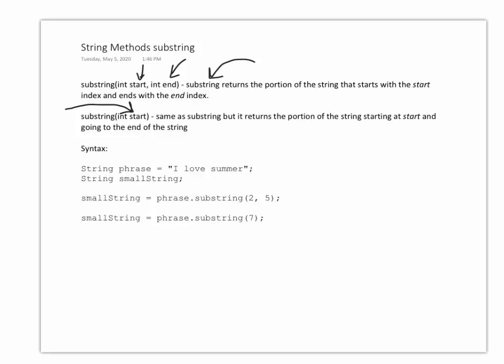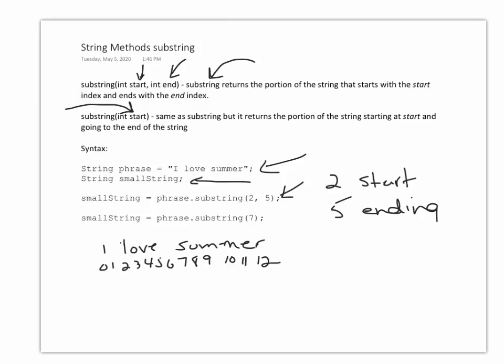If we look here again, I've created a string called phrase, "I love summer", and then another string called smallString. That's just going to be the smaller string that we create using the substring method. And then here we go, smallString equals phrase.substring(2, 5). Remember, 2 is our starting index, and 5 is our ending index. So we only want the characters between index 2 and index 5. It says start at 2 and end at 5. That first statement is going to return the value "love".